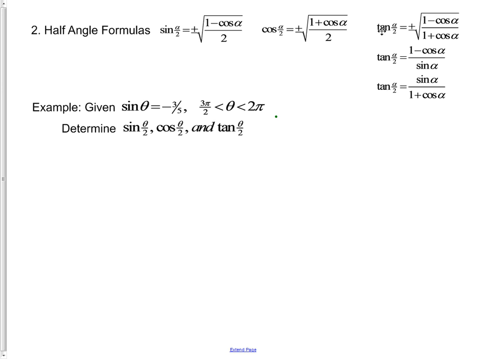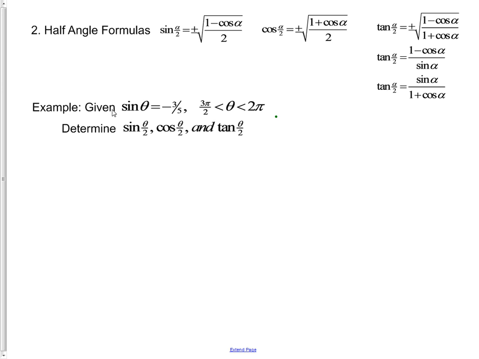Tangent of alpha over 2 has three different formulas right here. I won't read them off, but we'll go through and we'll employ them as we go, and I'll come back later and verify these things. So what does this mean? What is really going on? Well, again, let's try and illustrate.